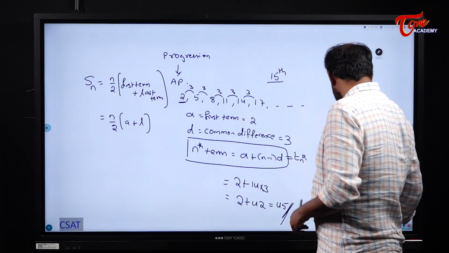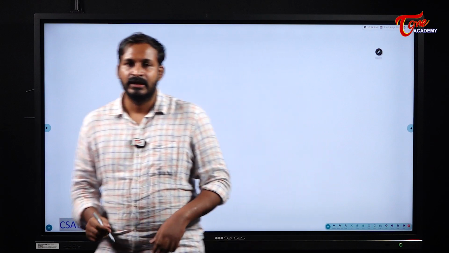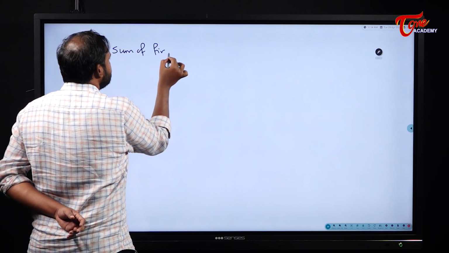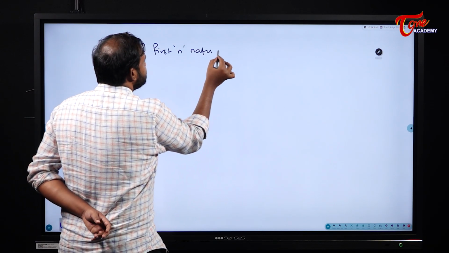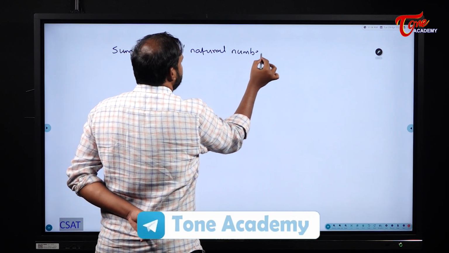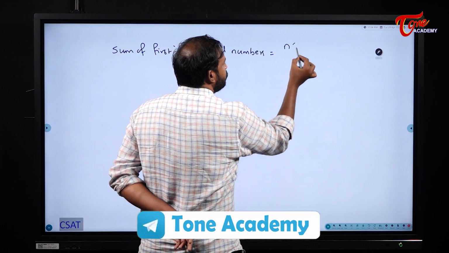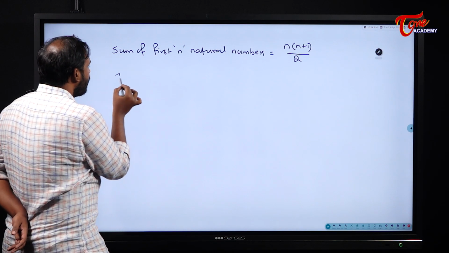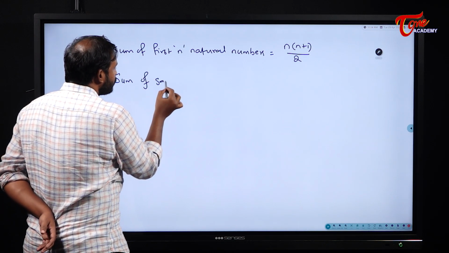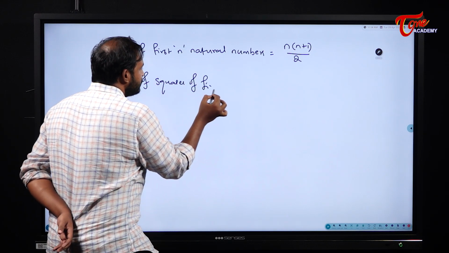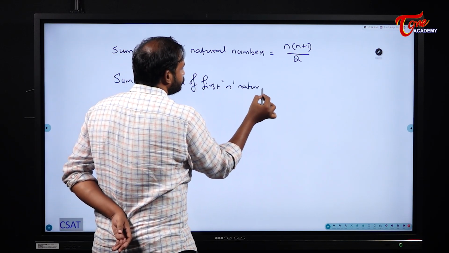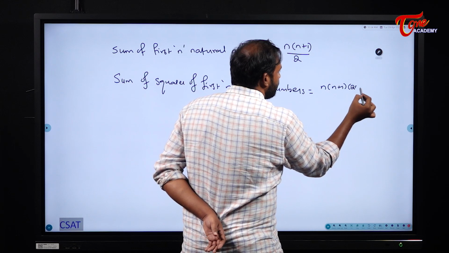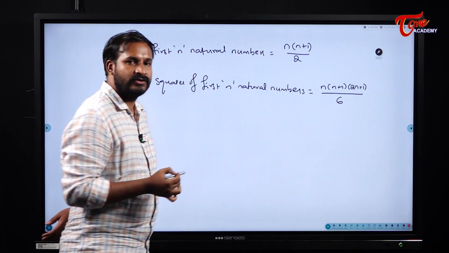And similarly, along with these, students, we should also know the sum of first n natural numbers. These are basic things, students. Definitely we should know. First, the sum of first n natural numbers will be equal to n into (n plus 1) by 2. And next, the sum of squares of first n natural numbers will be equal to n into (n plus 1) into (2n plus 1) by 6.